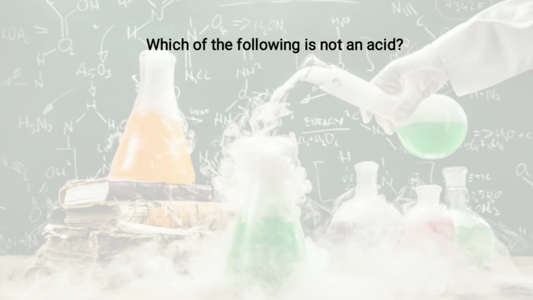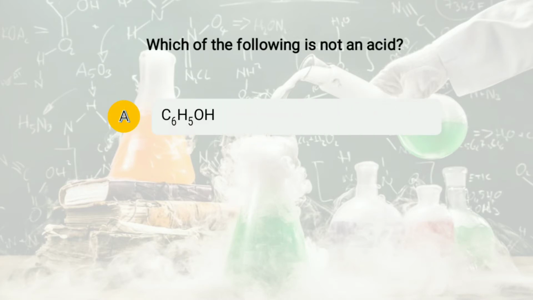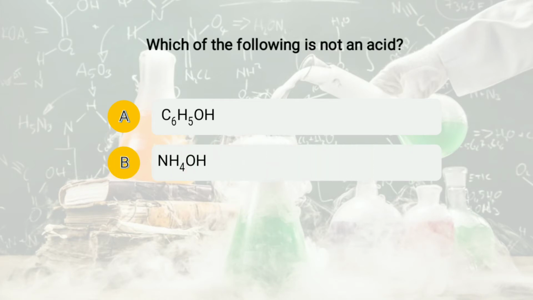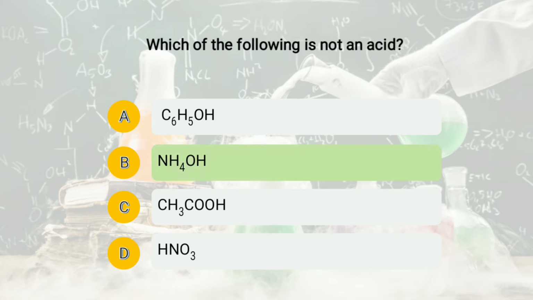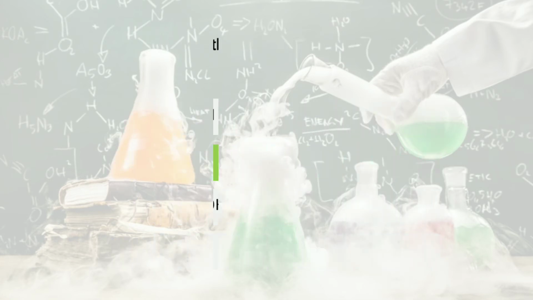The next question is, which of the following is not an acid? And the options are A. C6H5OH, option number B. NH4OH, option number C. CH3COOH and option number D. HNO3. The correct answer for this question, yes students, what is your guess? You can also meanwhile pause the video, guess the right answer and resume to find whether your answer is right or wrong. The correct answer is option number B, that is NH4OH. Moving to the next question.